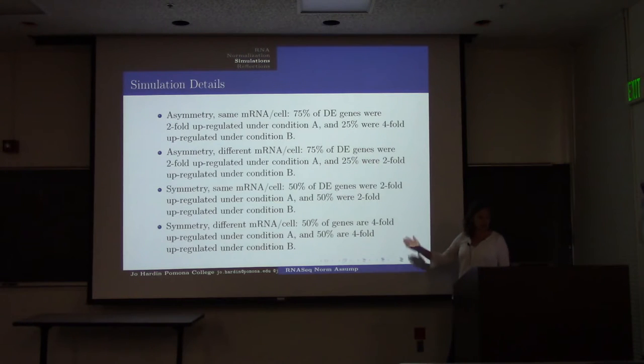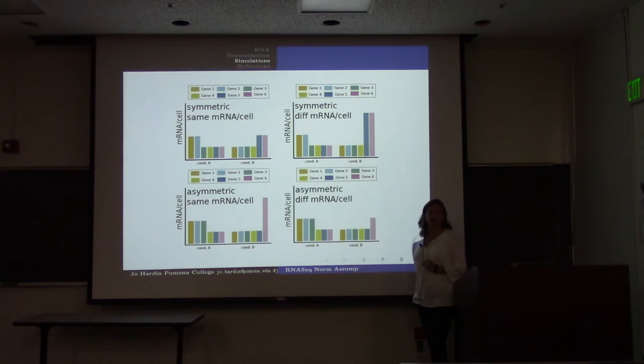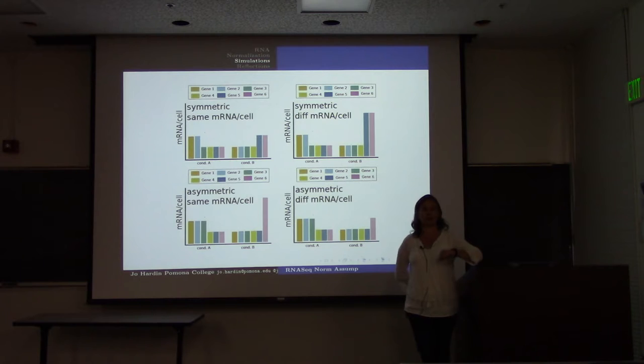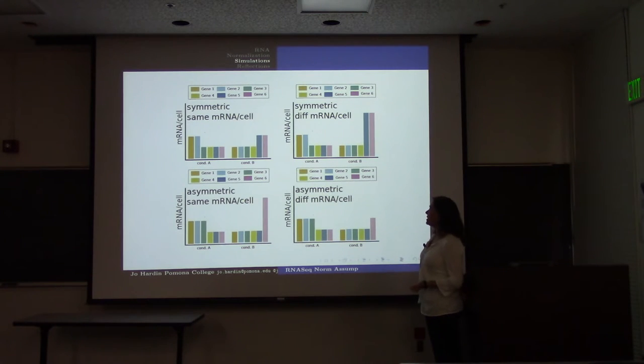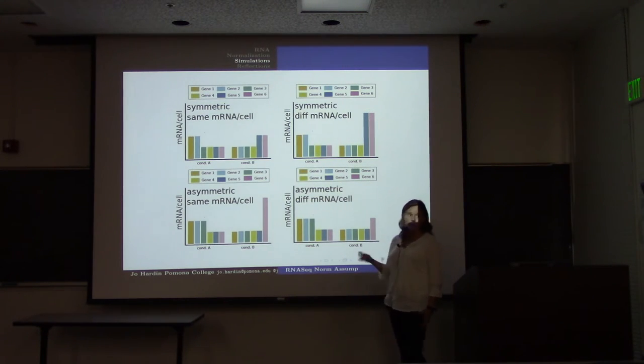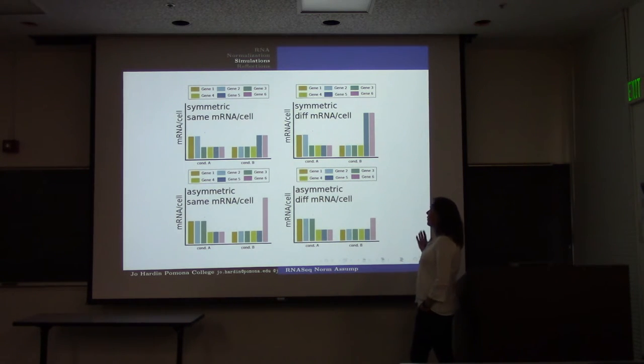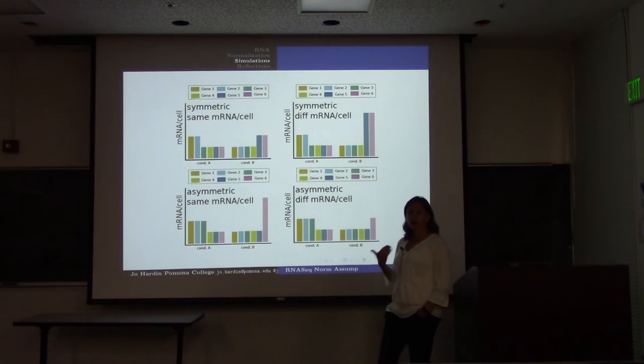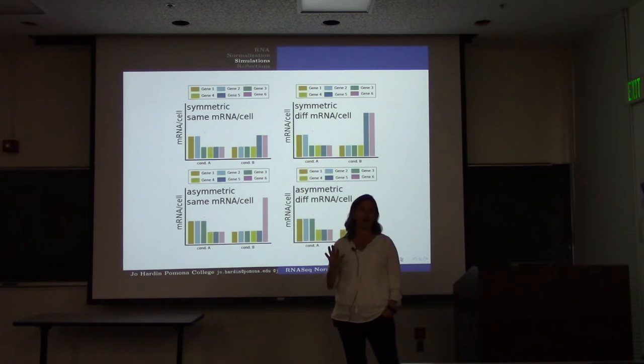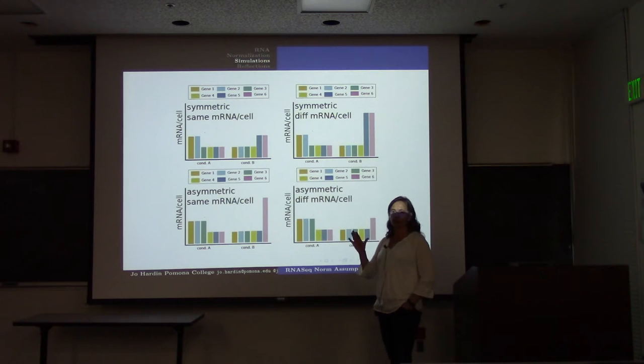Okay, so this has a lot of words in it, and it just means this. So we're going to do these simulations. Maybe I'll go back to that slide in a second. I'm going to show you some results from some simulations. And we did them under four different conditions. All right, so the four different conditions we did them under was symmetric differential expression, where we have the same mRNA per cell in each condition. Symmetric differential expression, where we had a different amount of mRNA per cell in each condition, meaning that either the upregulation or the downregulation was a lot more.